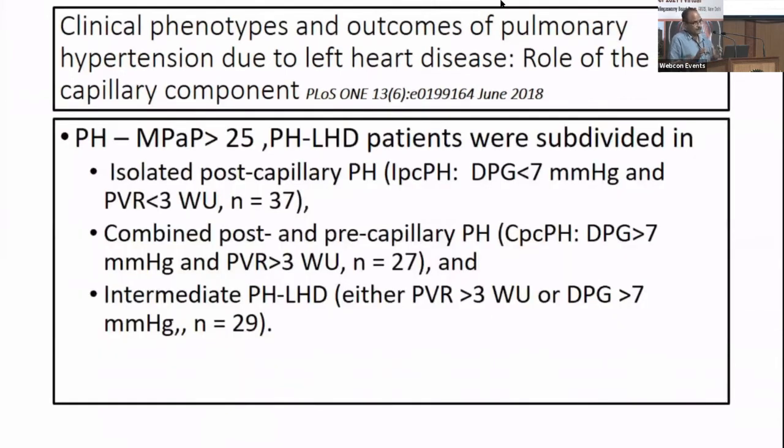There are other papers which have tried to highlight what is more important, whether it is the pulmonary vascular resistance or the diastolic pulmonary gradient. So in these studies, they've taken patients with isolated post-capillary hypertension, combined post and pre-capillary hypertension, and those patients who had intermediate hypertension. That means one of the two, either the PVR or the diastolic pressure gradient, was high.